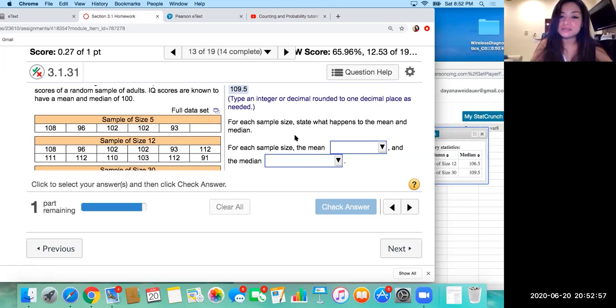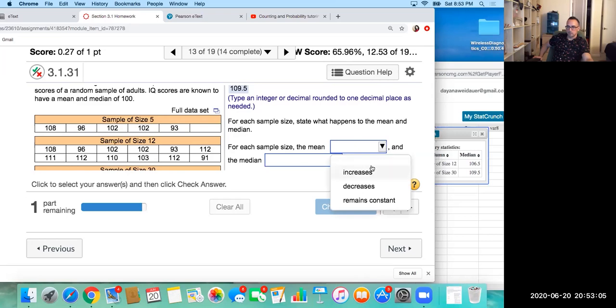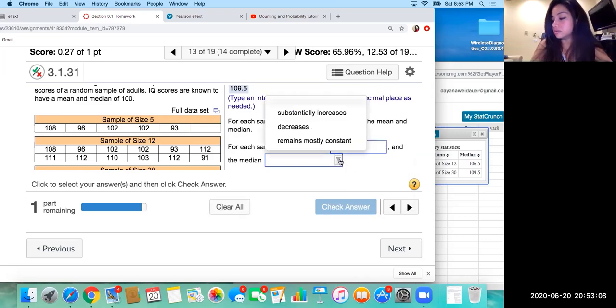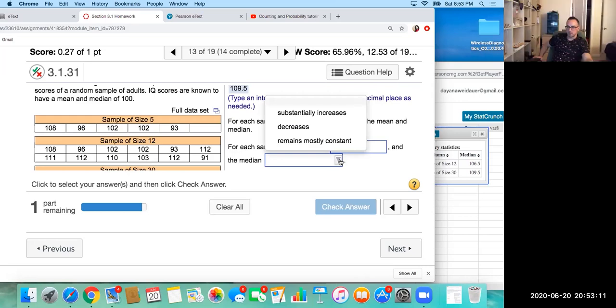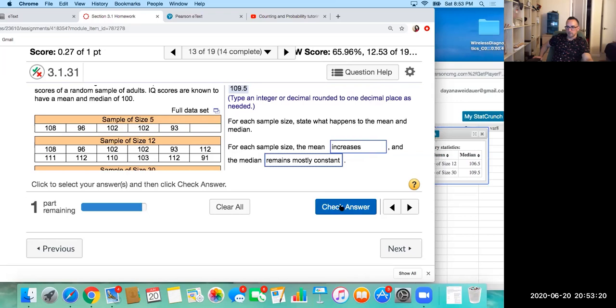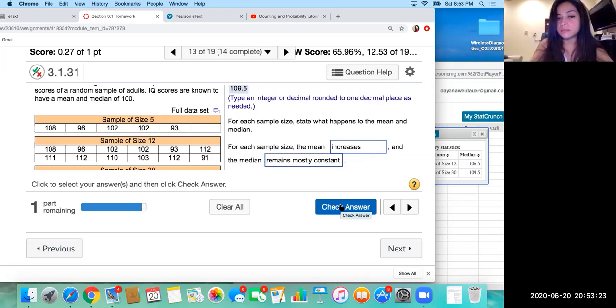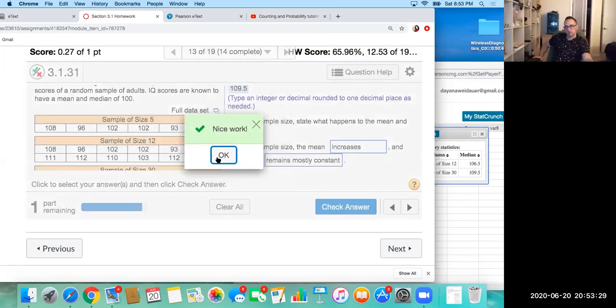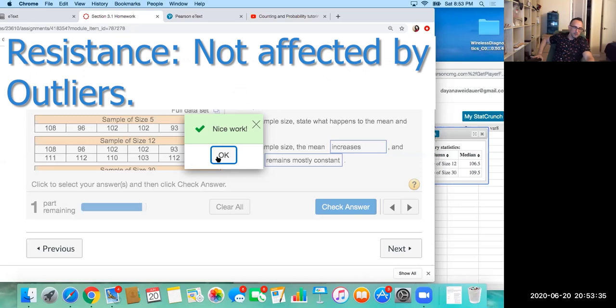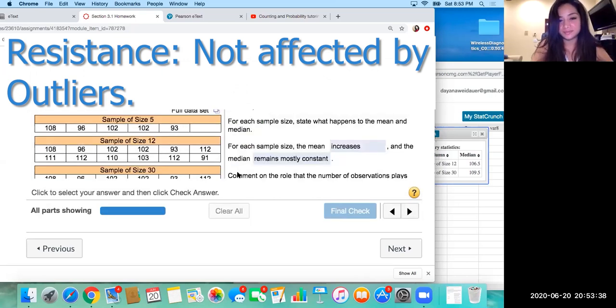For each sample size, state what happens to the mean and state what happens to the median. The mean increases, obviously. And the median might stay the same. I'm not sure. Probably stays the same. Yeah, third one. The median. Yeah. I keep forgetting median is the middle. The middle one should stay the same because if you're changing the biggest value, then the middle value won't change.